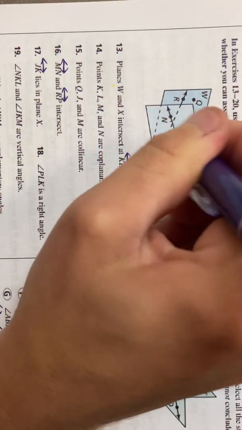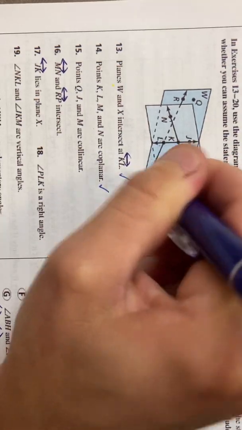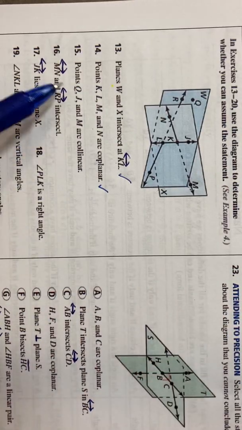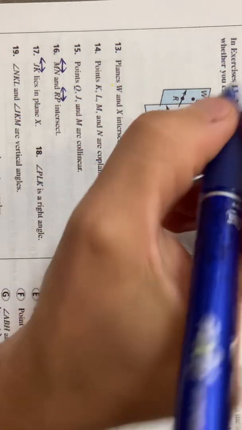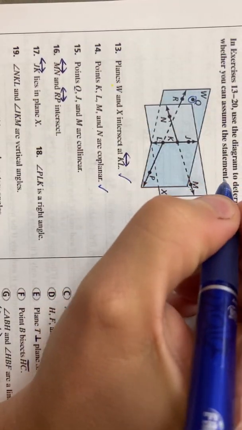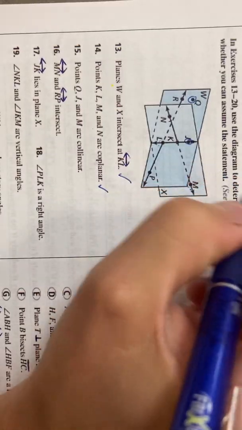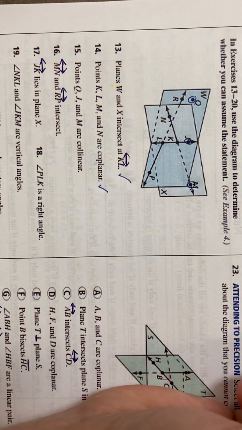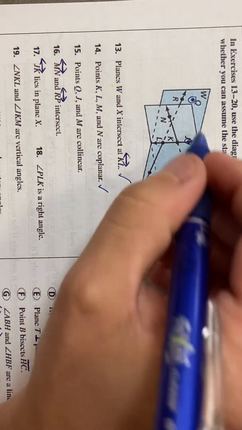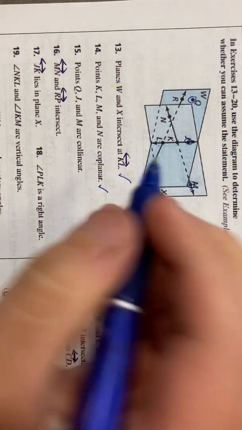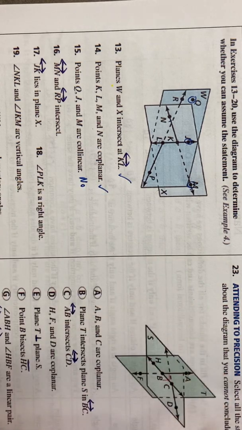All right. Can you assume or conclude that Q, J, and M are collinear? I would say no. These are definitely not on the same line. So I would say no.